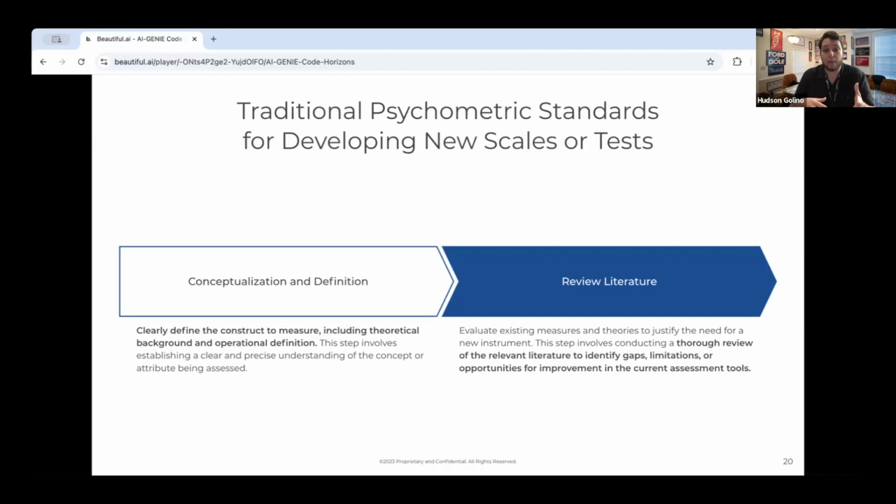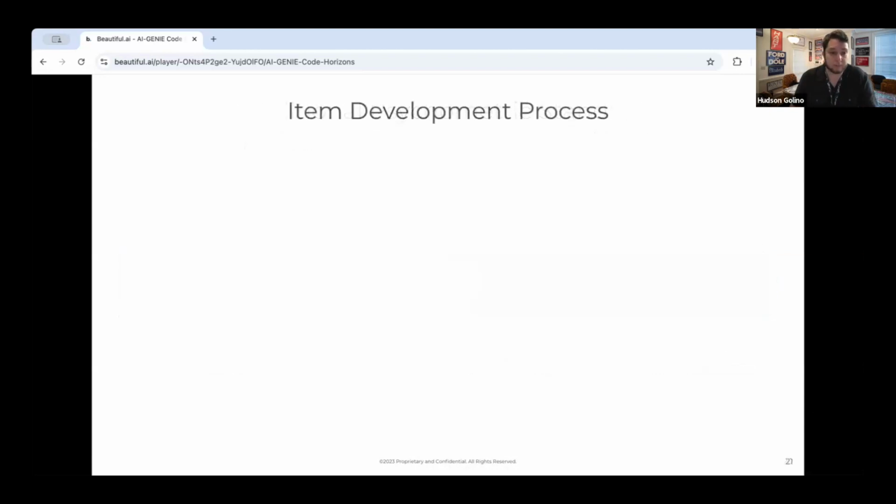So the step involves establishing a clear and precise understanding of the concept and attribute being assessed. The second step that helps this first one is doing a thorough literature review to evaluate existing measures and theories to justify the need for a new instrument. The goal is also to identify gaps, limitations, and opportunities for improvement in current assessment tools, or identify lacks in the previous theories, and ways forward.